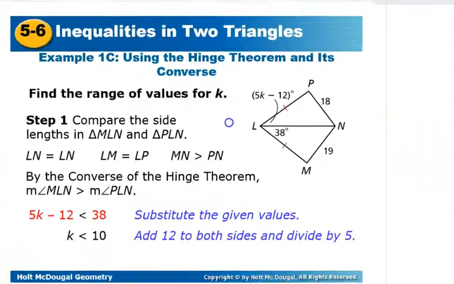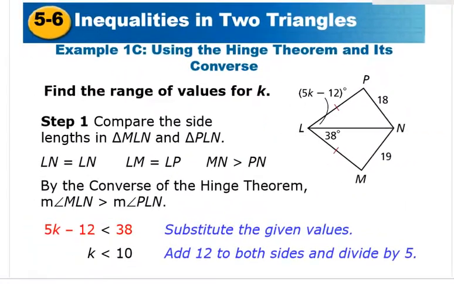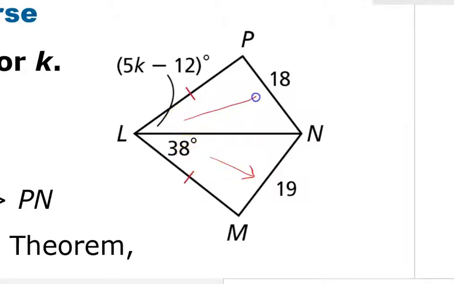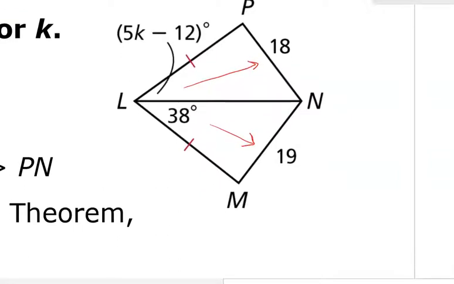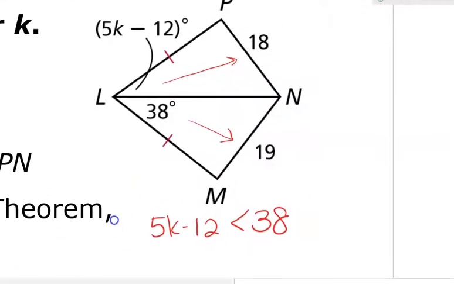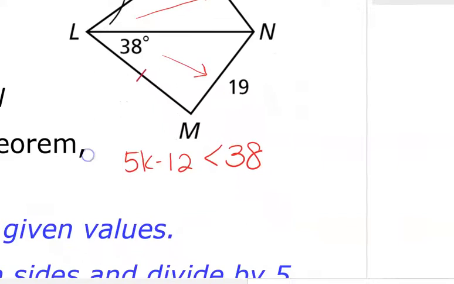Okay, looking at this one, we're going to find the possible range of values for this. Okay, so looking at this, which angle is going to be bigger? Is it going to be the one across from the 19 or the one across from the 18? The one across from the 19. So the way I'll write this is I'll write 5k minus 12. This is the one angle. It's going to be smaller than the 38 degrees. Okay, I'm not going to touch the 18 or the 19. That just kind of tells me which one was bigger. So I have the two angles. And now I can actually solve this and figure out what it would be.